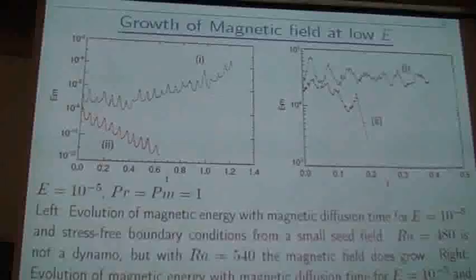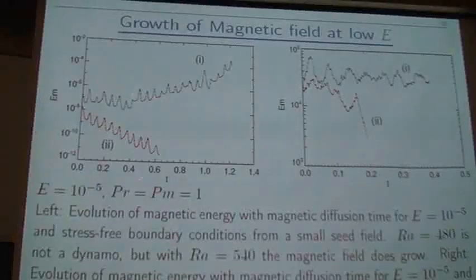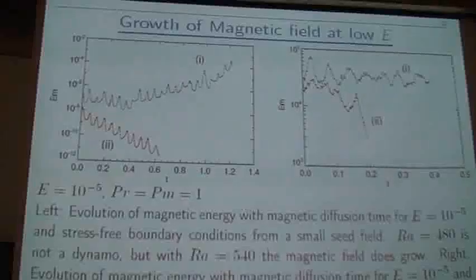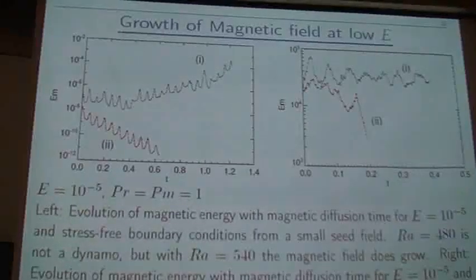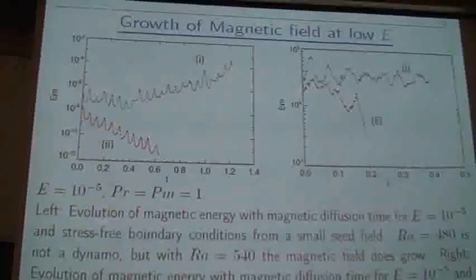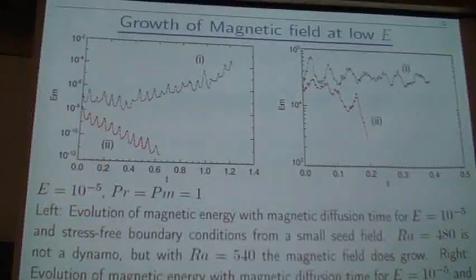Okay. Growth of magnetic field at low Ekman number, now we've gone round down to 10 to the minus 5. We were a bit worried that maybe this all happened because our dynamos weren't at low enough Ekman number. We wanted to establish that it wasn't just a medium Ekman number result, but it doesn't seem to be. It seems to be asymptotic.